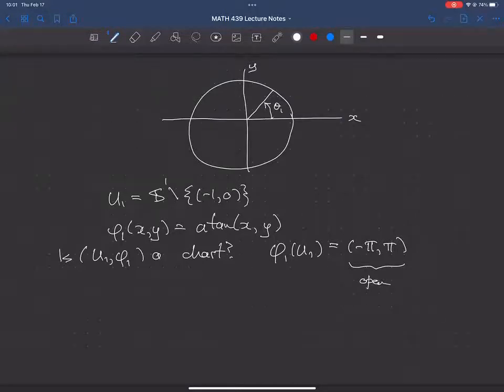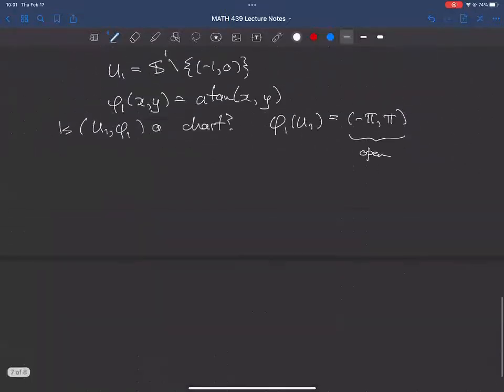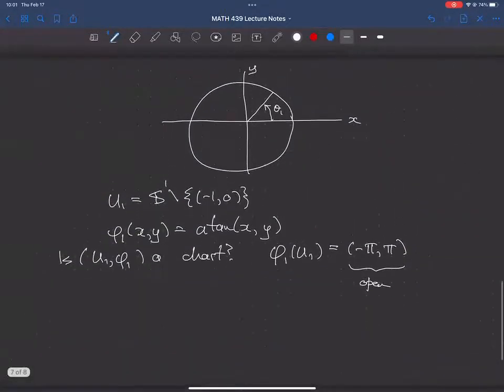And it's a bijection, clearly. To every point in the interval minus pi to pi, there's going to be a unique point on the circle, except for that omitted point. So it is indeed a chart. Now this chart does not cover S1 because it omits that point. So according to my definition of manifold, I need to find another chart.